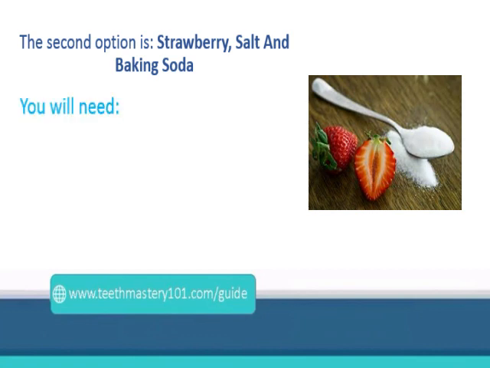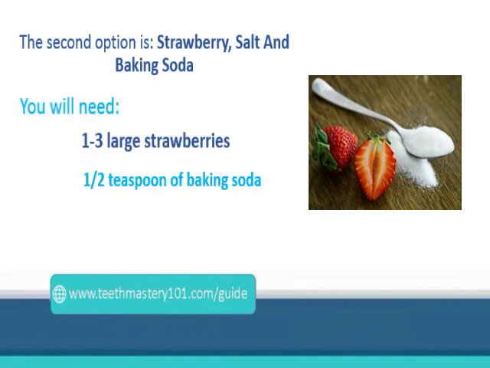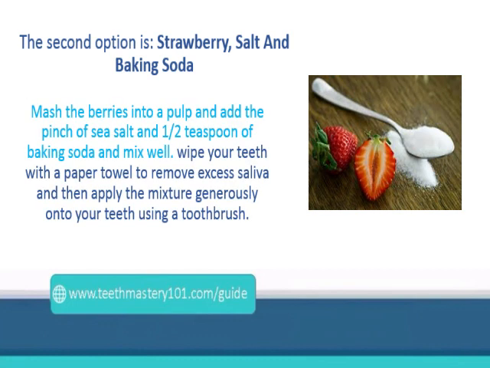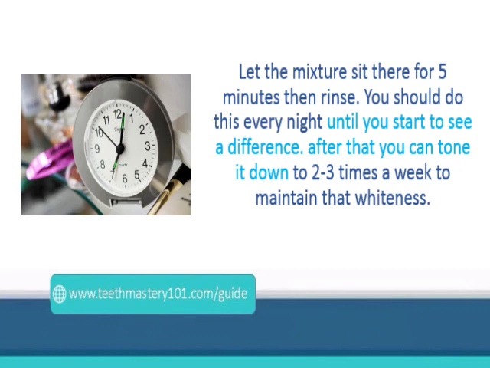The second option is strawberry, salt, and baking soda. You will need 1 to 3 large strawberries, a half a teaspoon of baking soda, and a pinch of sea salt. Mash the berries into a pulp and add the pinch of sea salt and a half teaspoon of baking soda, then mix well. Wipe your teeth with a paper towel to remove excess saliva, and then apply the mixture generously onto your teeth using a toothbrush. Let the mixture sit there for 5 minutes, then rinse. You should do this every night until you start to see a difference. After that, you can tone it down to 2 to 3 times a week to maintain that whiteness.